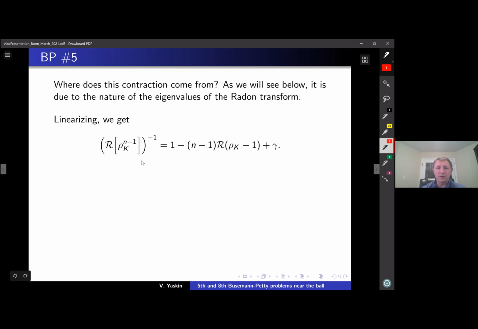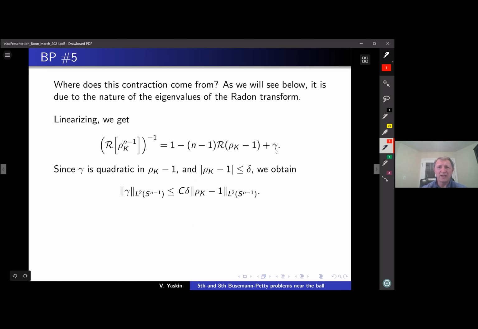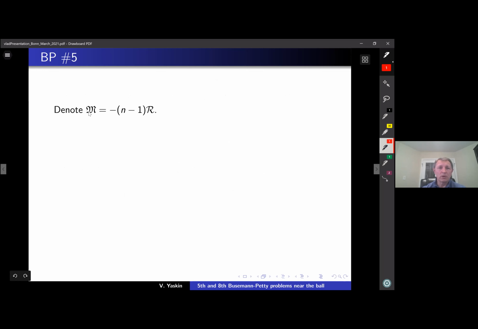So if you linearize this right-hand side of our equation, you get this. And gamma is the second order term. It's actually small. It's quadratic in rho K minus 1, and this is less than delta. Okay? So you can estimate this gamma as follows in the L2 norm. It's delta, which comes from here, times the L2 norm of rho K minus 1. Okay, so it's small with respect to the L2 norm of rho K minus 1. This is what we need. Okay. So our equation becomes like this. For brevity, I will denote by this script M the Radon transform times this constant, negative n minus 1. Okay, so we get this equation.